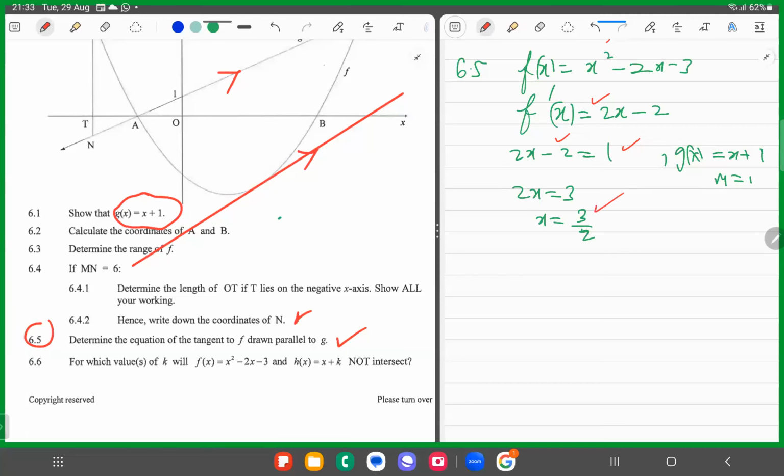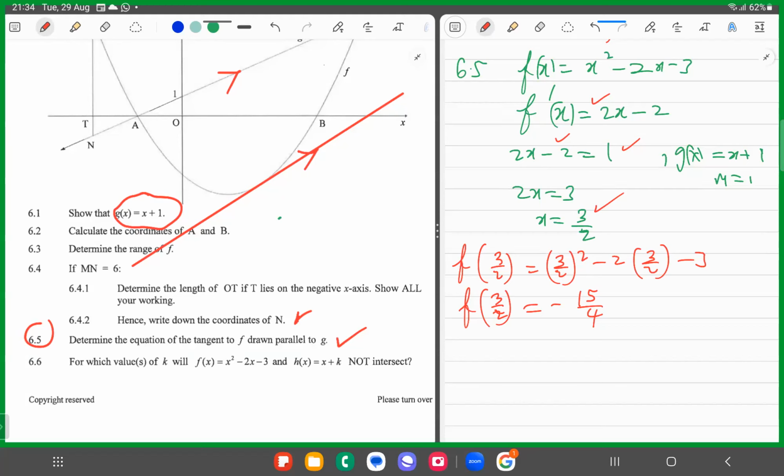And then now you have f at 3 over 2, which is 3 over 2 minus that. And therefore, which is 3 over 2. What is the answer? It is minus 15 over 4. Okay, you do everything, you get minus 15 over 4.